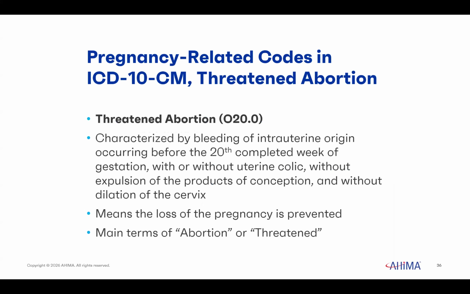Threatened abortion involves bleeding but no loss of pregnancy, making the documentation critical. This usually occurs before the 20th completed week, with or without uterine colic, expulsion of products of conception, or dilation of the cervix. And again, when we use the term threatened abortion, we mean that the loss of pregnancy is prevented. Main term, of course, would be abortion, threatened.